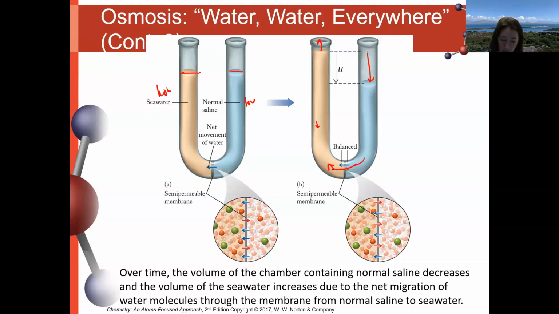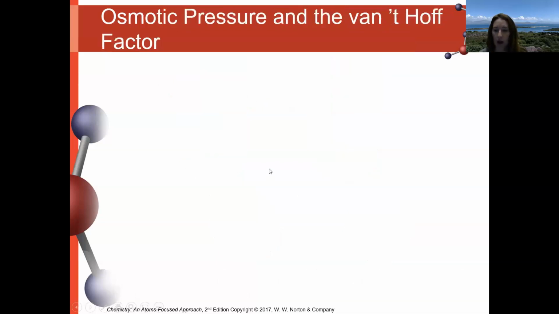But the only thing that can do is the water can move through. So this pressure or this volume increases. This difference, that's what we call the osmotic pressure, right? It's the pressure difference created by this movement through a semi-permeable membrane. Okay, so how do we use this?